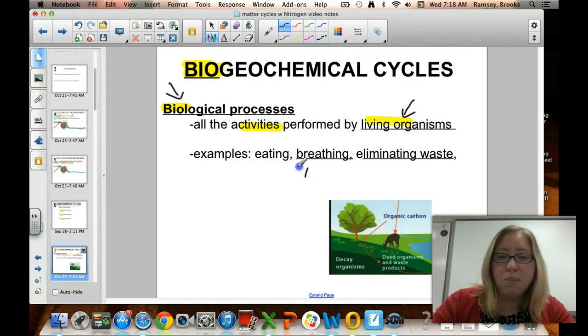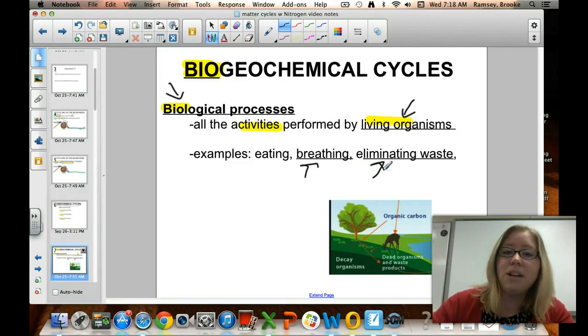And so examples would be breathing. For example, we breathe out CO2. That carbon is in a carbon gas form. Or we can eliminate waste, like nitrogen can be in our waste products, and that nitrogen gets back into the soil. So those are all life processes, biological processes.